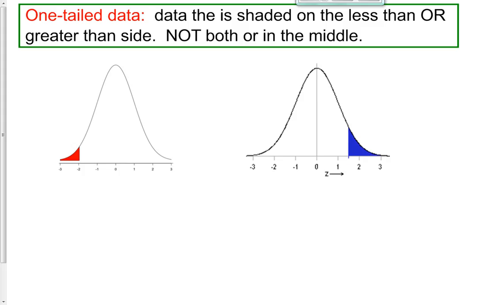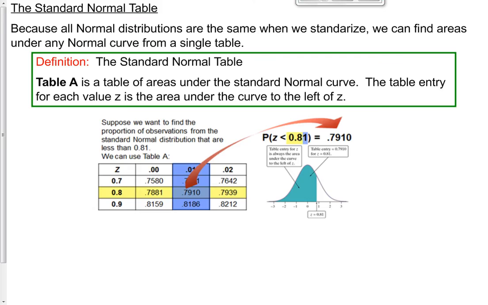So we're talking about one-tailed data today. It's always going to be to the left of a certain Z-score like this one is, or it's going to be to the right of a certain Z-score. It's not going to be both left and right, or in the middle of two Z-scores. It's always going to be either on the less than or the greater than side.